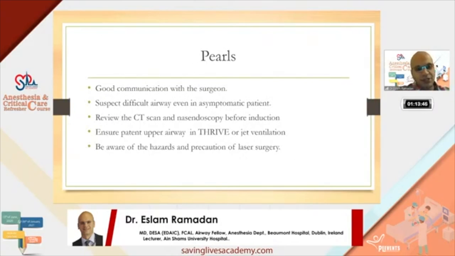So what appears from this lecture is that good communication with the surgeon is very important, because you should reach a midway decision between the anesthetist and the surgeon. Suspect a difficult airway even if the patient is asymptomatic. Review the CT scan and nasendoscopy before induction. Ensure a patent upper airway in THRIVE and jet ventilation; this will dramatically reduce the incidence of barotrauma. Be aware of the hazards and precautions of laser surgery and know how to manage in case it happens. Thank you.